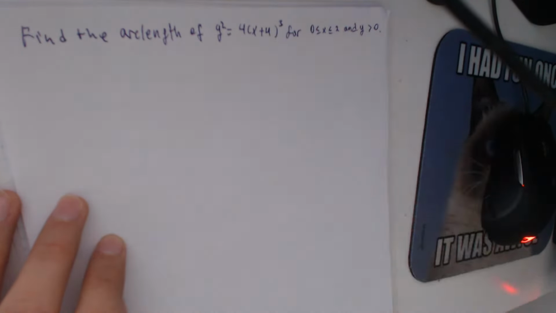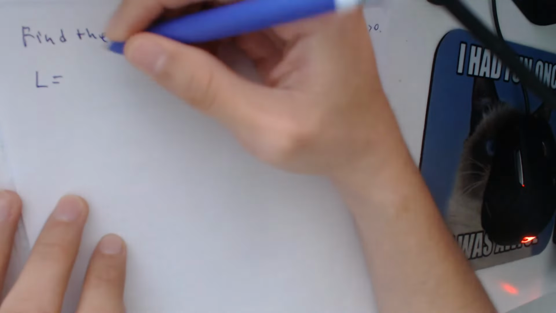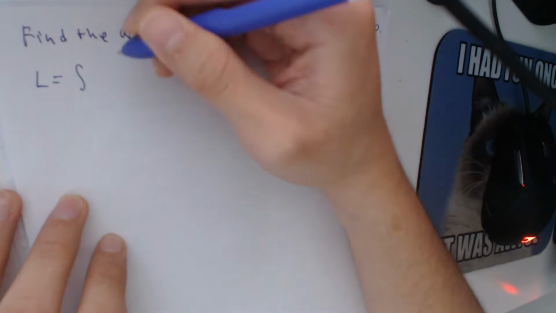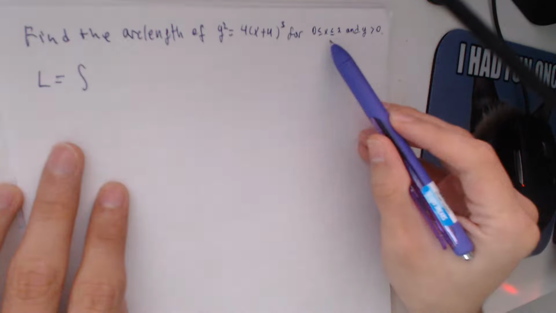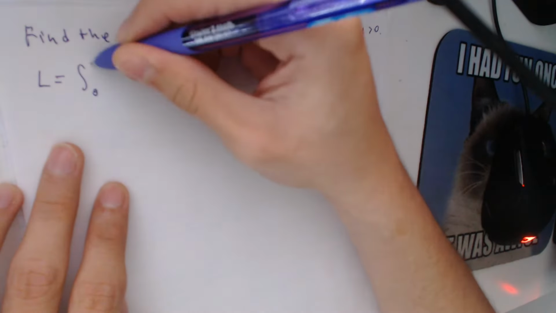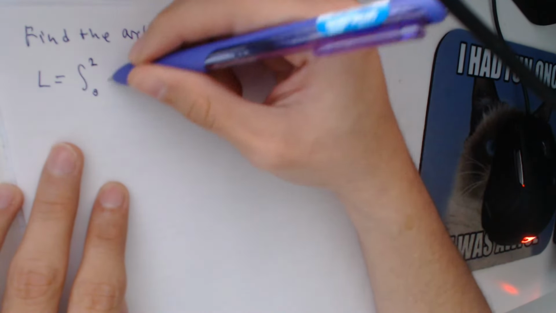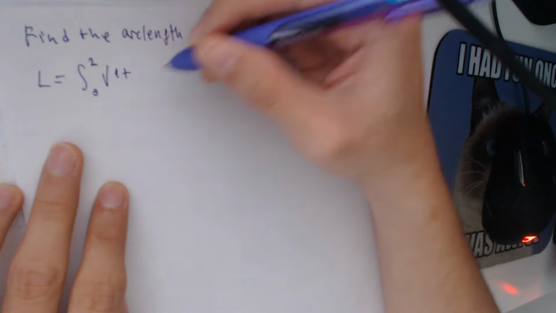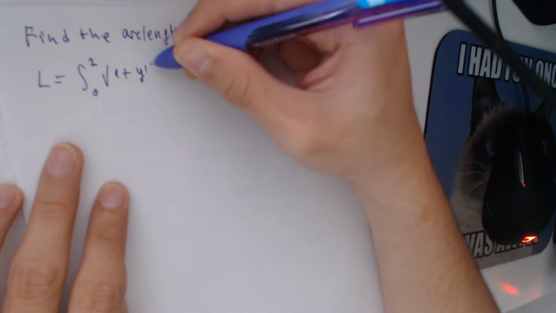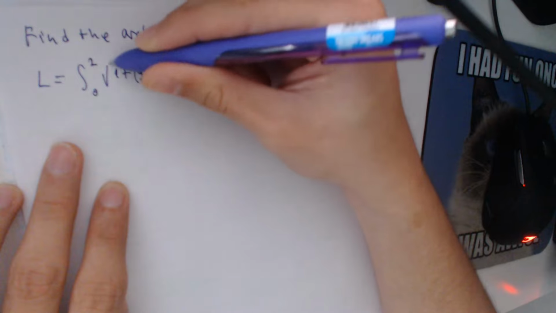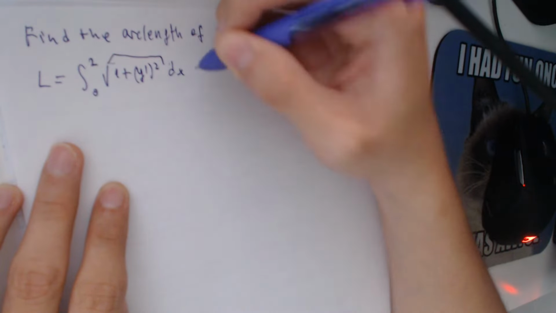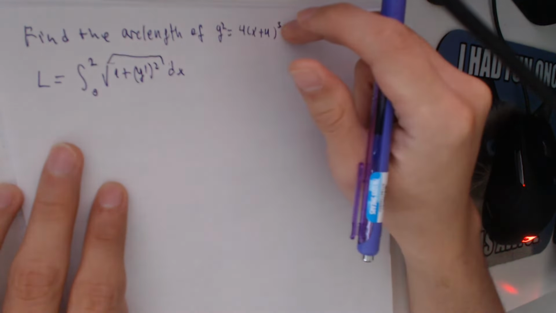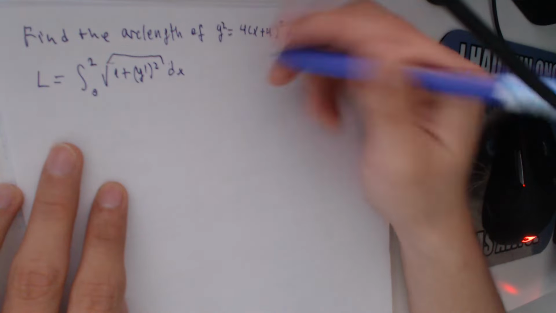So to find arc length, let's write down our arc length formula, which goes from, well, in this case, the x values are 0 and 2, so let's just write that there, of the square root of 1 plus the derivative of y squared dx. So for this problem, we're going to find the derivative of y. But first, let's find y itself.